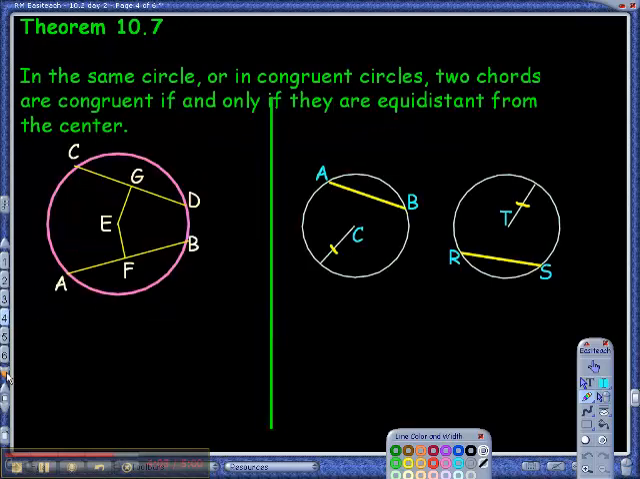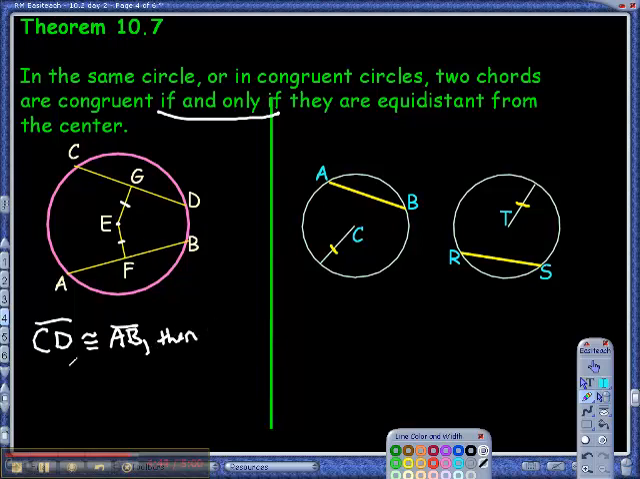The last theorem that we're going to be taking a look at says in the same circle or in congruent circles, 2 chords are congruent if and only if, we've got a biconditional. So when 2 chords are congruent, then they're going to be equidistant to the center. So if the chords are going to be the same length, then they're both the exact same distance to the center of the circle. So if I know that CD is congruent to AB, then I know that the measures to the center, so I could say that FE is equal distance to GE.